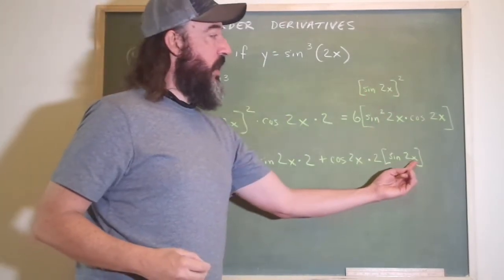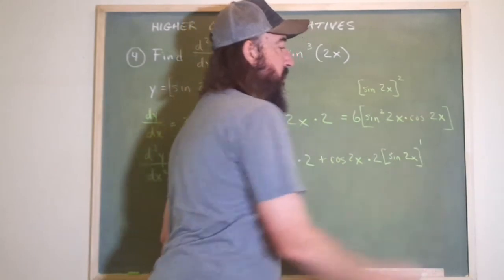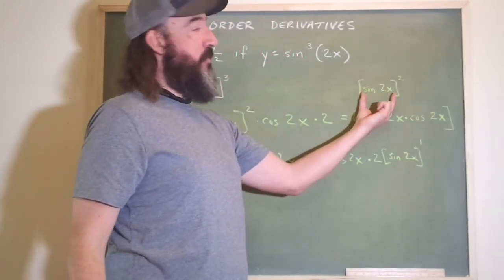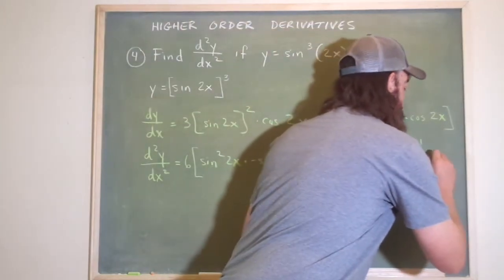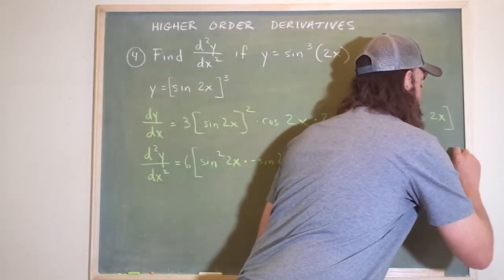Then of course it will be sine of 2x to the power of 1. And then I have to multiply by the derivative of sine of 2x. And the derivative of sine of 2x is cosine of 2x times 2.